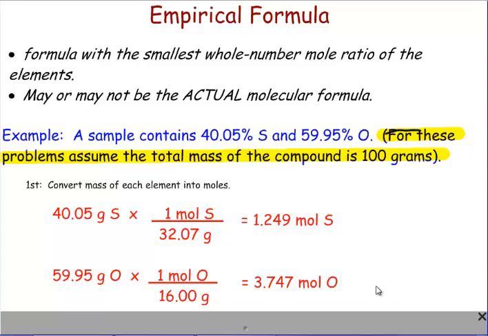Now if you go back to the definition of empirical formula, however, it says we need whole number mole ratios. Obviously, these are not whole number mole ratios. And I picked this problem on purpose so that you can problem solve in the future on how to figure out the lowest whole number ratio. If you get mole answers that are like this, that are not whole numbers, then here's what you should do.